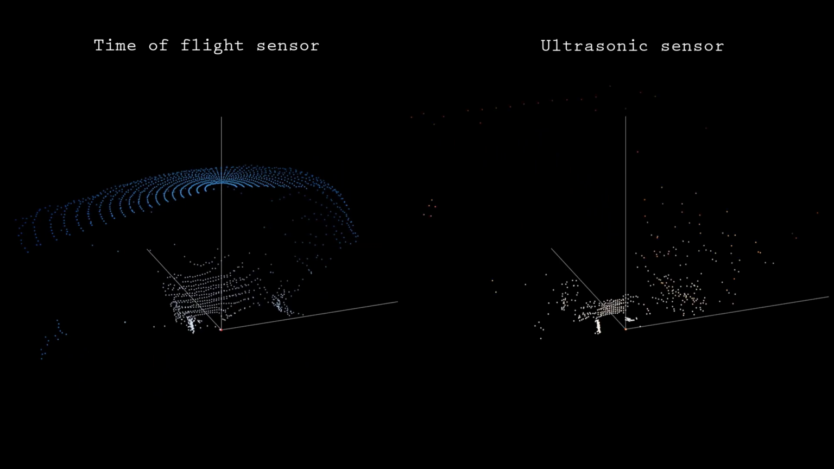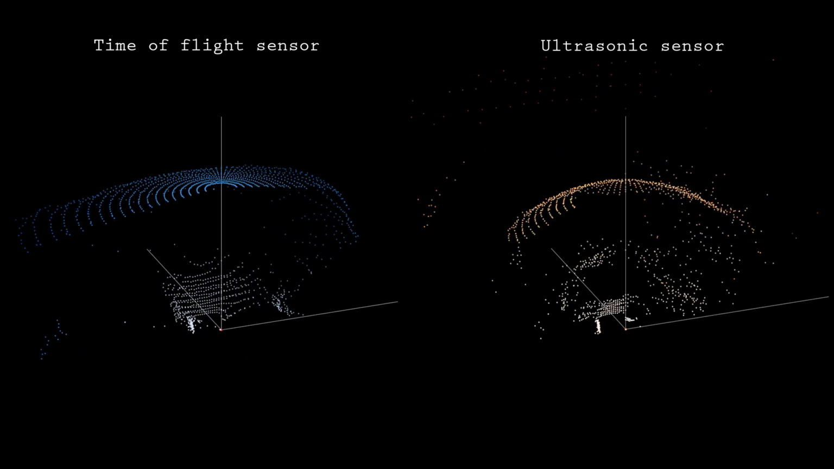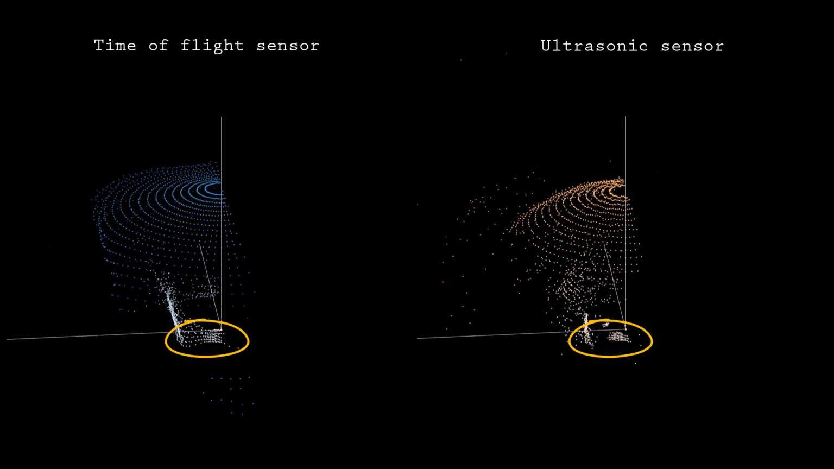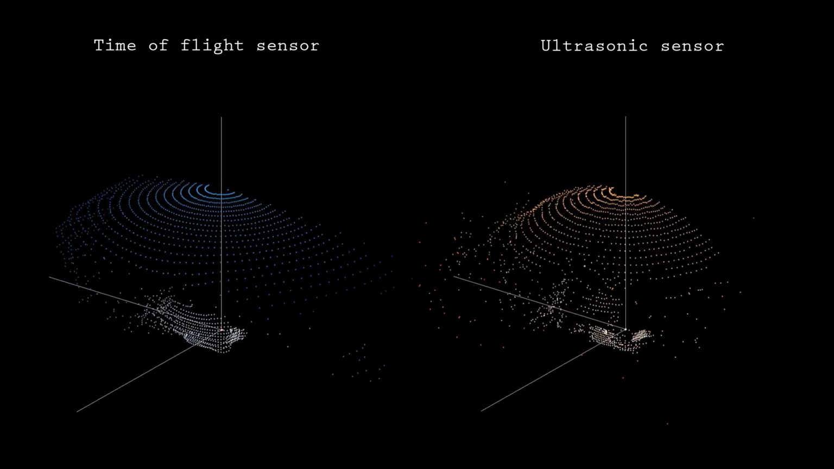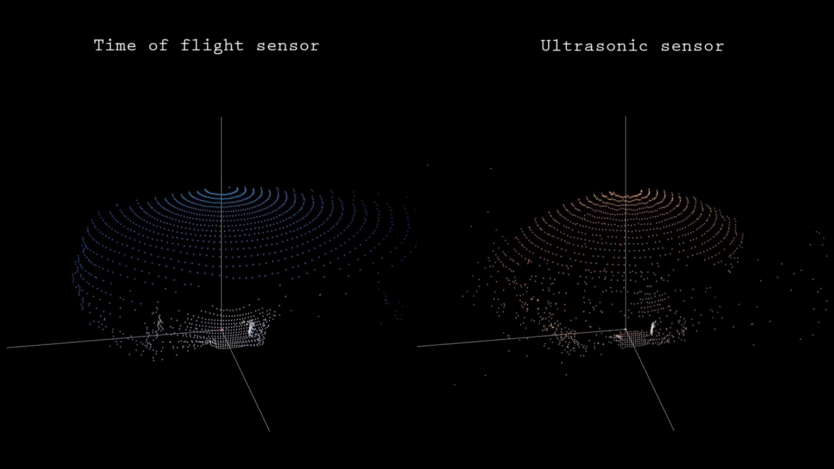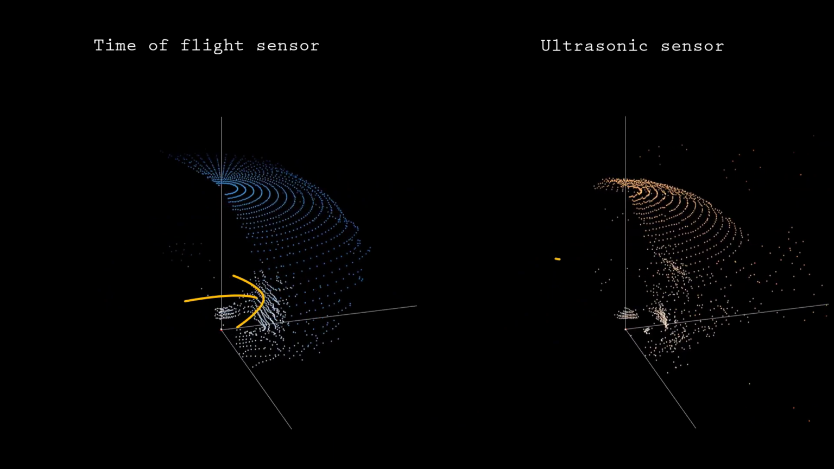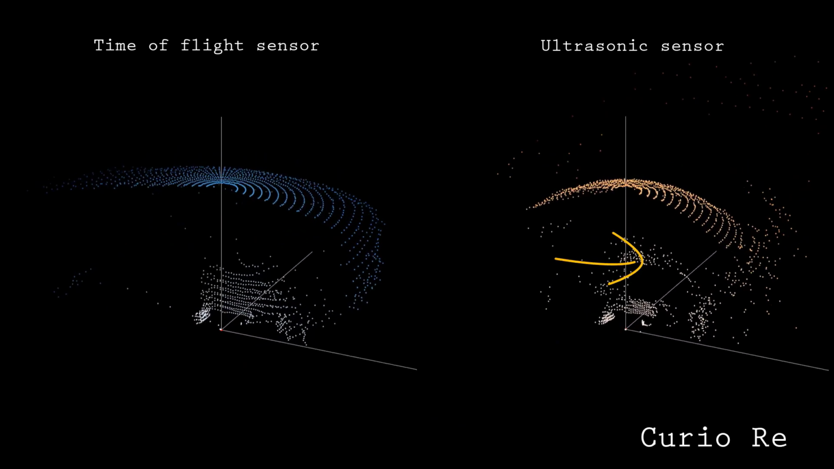Now let's compare the time-of-flight sensor to the ultrasonic sensor. In regions where the sensor hits the object straight on, the results are pretty similar. However, in regions where the sensor signal hits objects at an angle, the time-of-flight sensor displays good readings, whereas the ultrasonic sensor scatters all over the place.